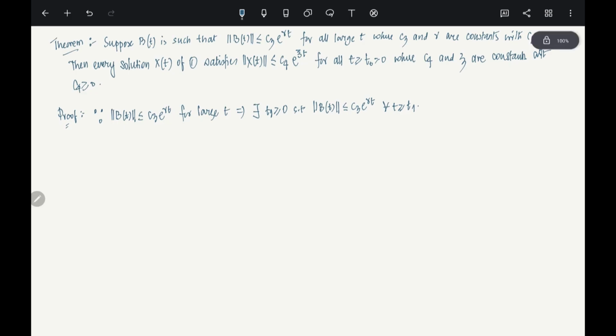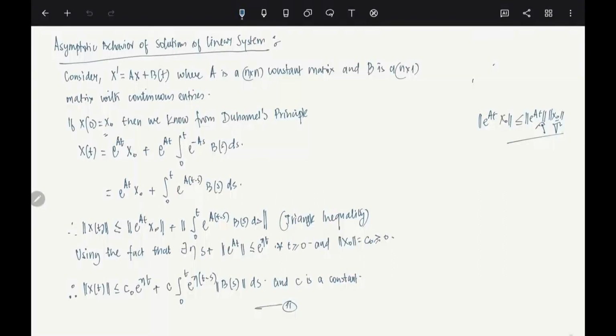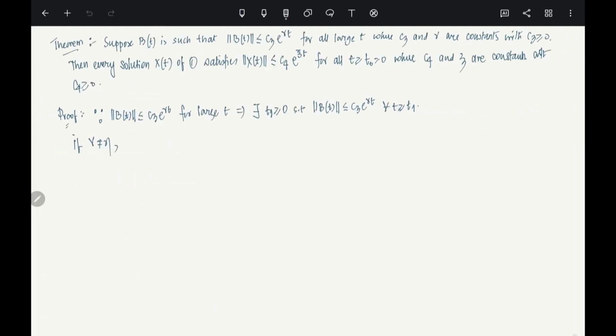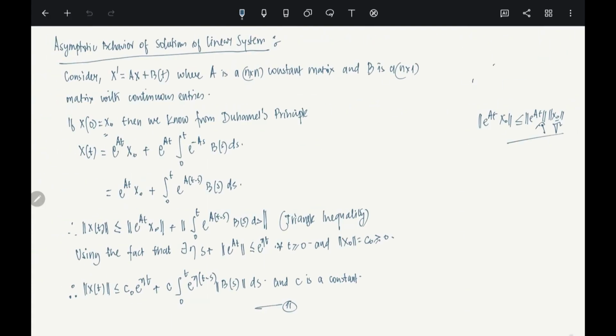That's one. Now let's say gamma is not equal to eta. What is eta? You remember, this is the eta. So if gamma is not equal to eta, what happens? Then the norm of x of t, you remember we are starting from here. I am not doing this again.